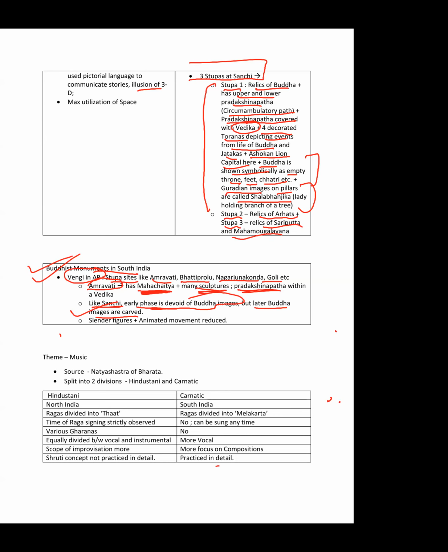What is the prominent feature? Slender figures, and animated movement has been reduced, right? So these are those points. You just need to cram these points. You cannot understand these points.